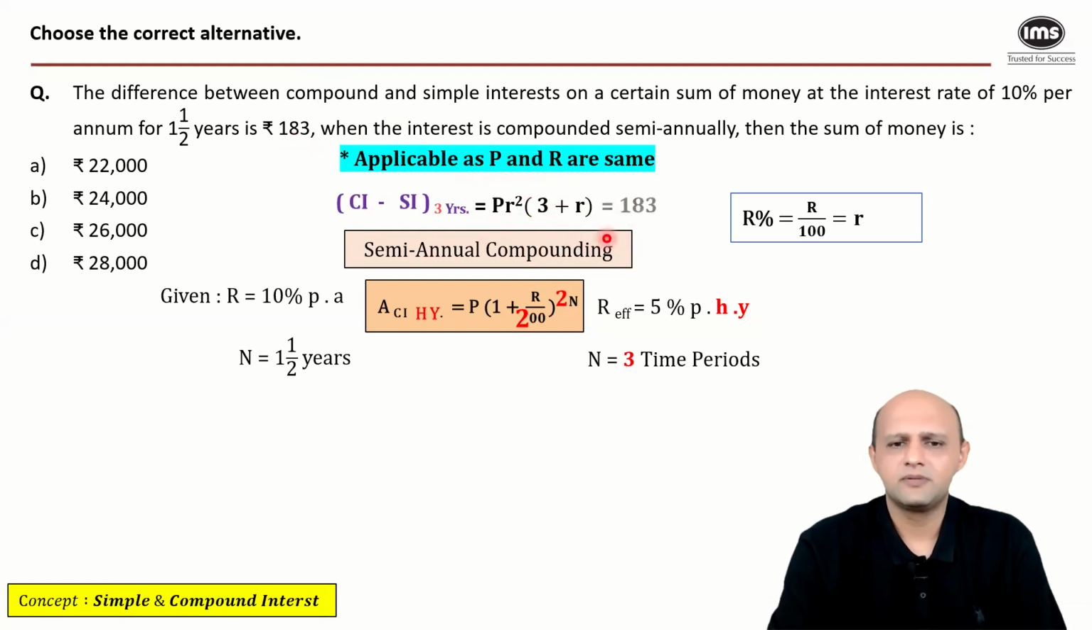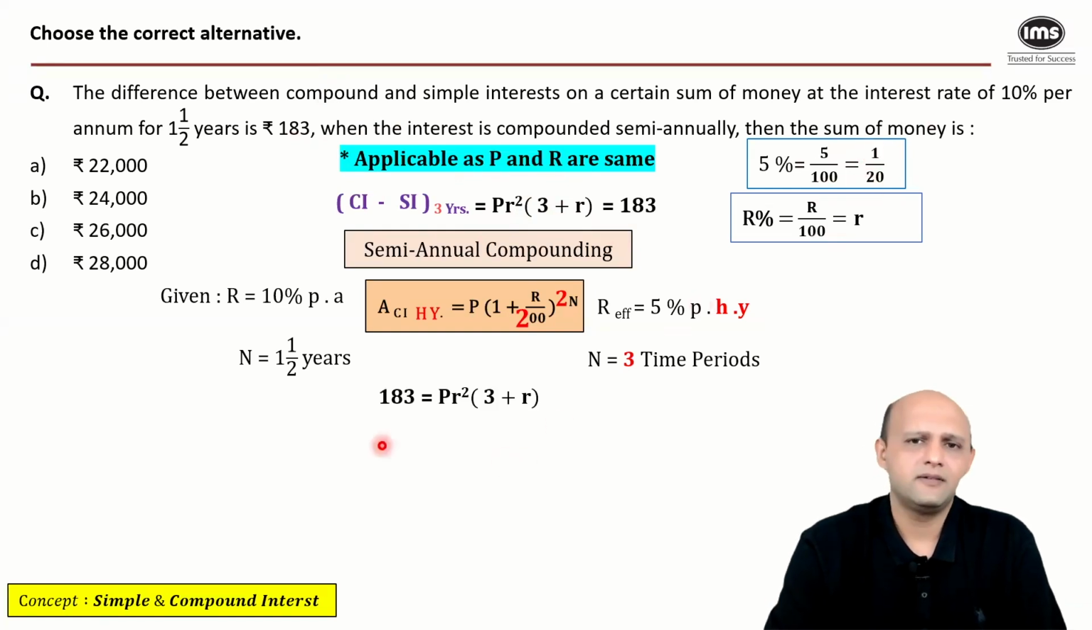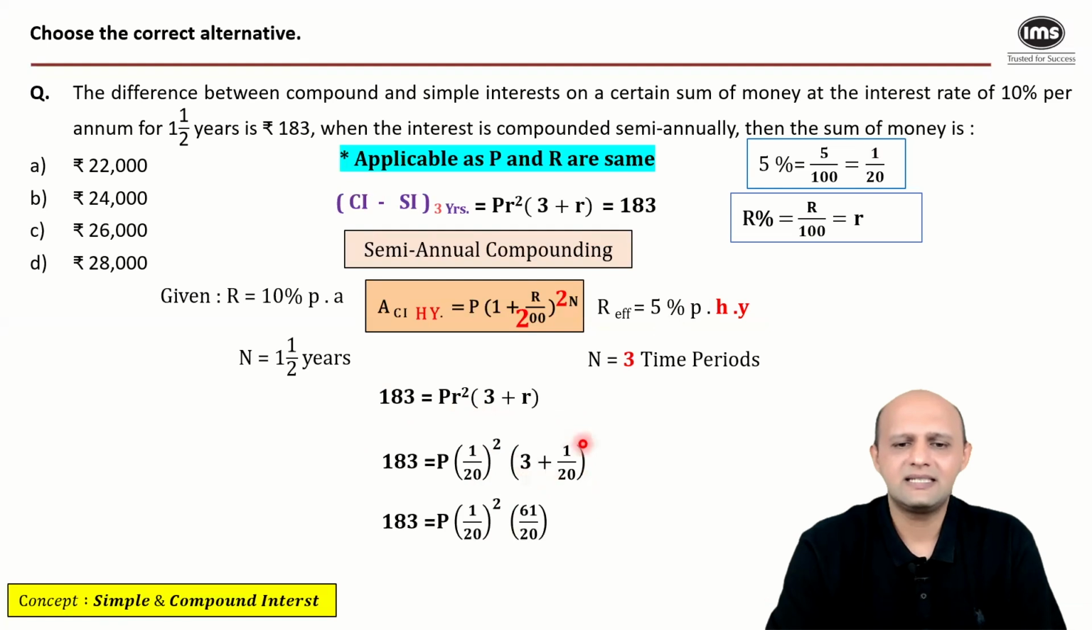Okay. Now how will you calculate the principal from here? Rate of interest is 5% per half year. So basically 5% means 5 by 100, which is 1 by 20. Now let's substitute these values to find the value of the principal. So P times 1 by 400 into 3 plus 1 by 20. This is going to become 60 plus 1, which is 61 by 20 into 1 by 400. 61 and 183, carefully notice, will cancel out once and thrice. Okay. So 3 times 20 square, which is 400, into 20, which is 8,000. So 8,000 into 3, which is 24,000, is the principal.